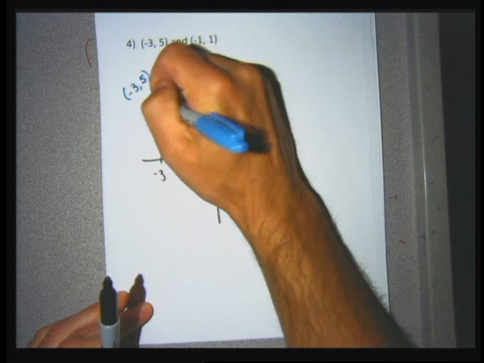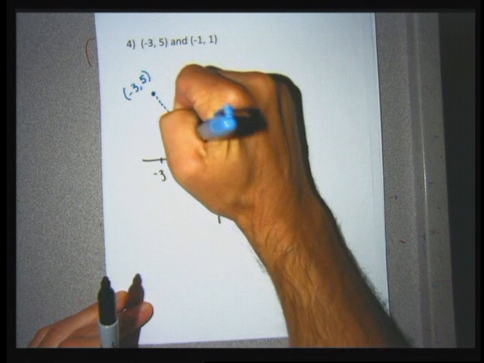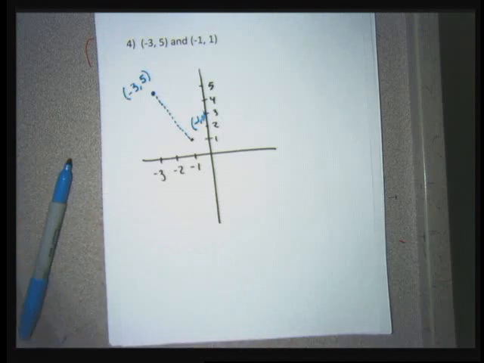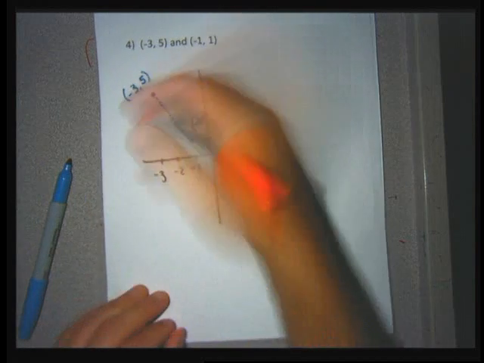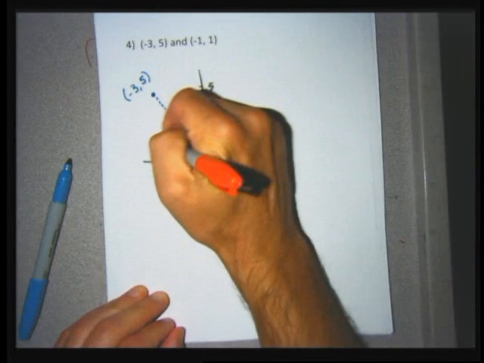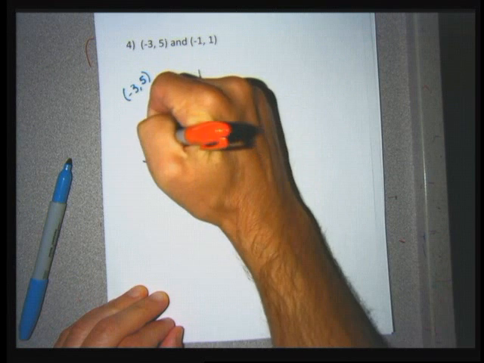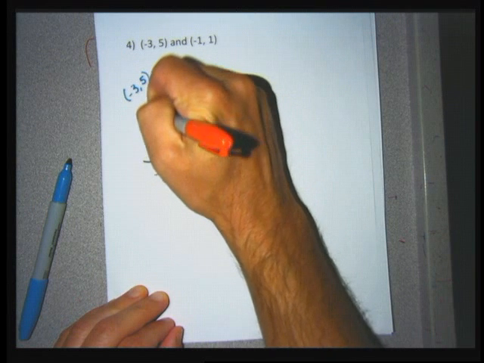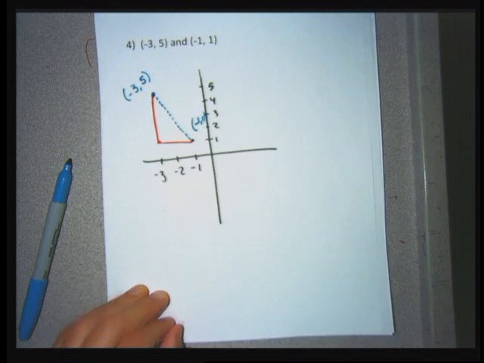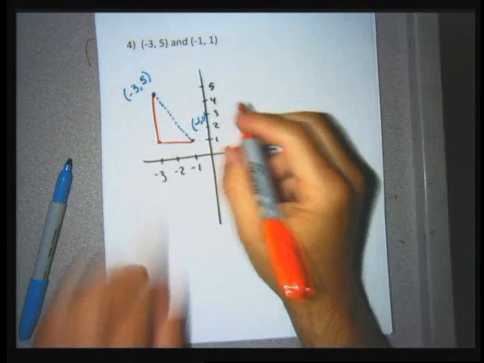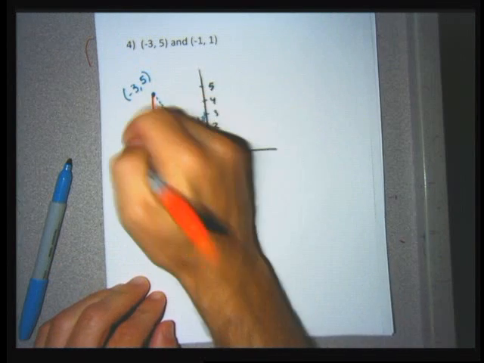The distance I'm trying to find is this distance. For me, the easiest way to do it is just to draw a nice triangle. So I draw a line parallel to the x-axis and then parallel to the y-axis and make a triangle. I'm going to label this point right here. This point is the point -3, 1.